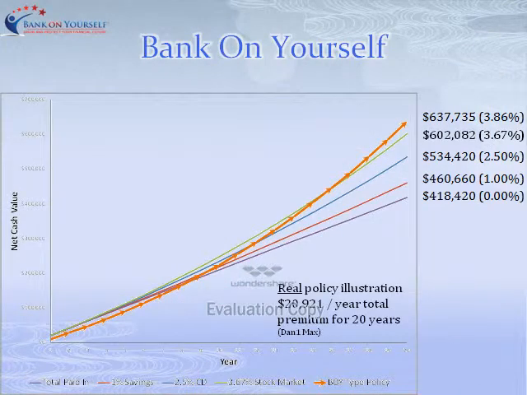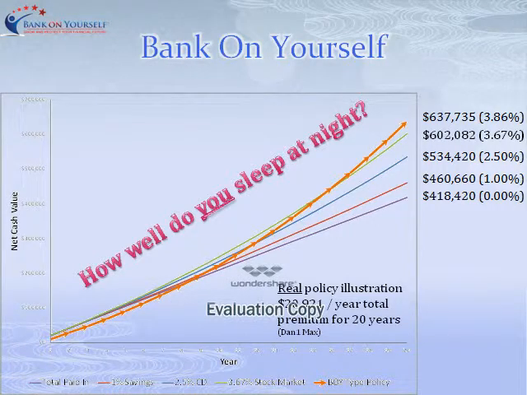Now let's look at a bank on yourself type dividend-paying whole life insurance policy. Here we have the same purple line reflecting 0% return, and we also see the 1% and 2.5% returns of a savings account or 10-year CD, as well as the 3.67% return of the hypothetical stock market. The orange line with the arrows is showing the 3.86% return that I derived from one of my real bank on yourself type dividend paying whole life insurance policies.